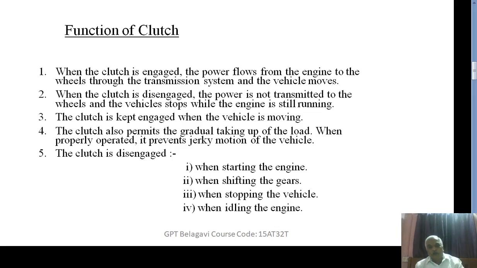And the fifth one: the clutch is disengaged, that is, we operate the clutch withdrawal mechanism, in the following four situations. When starting the engine, it means at the time of starting the engine, we have to operate the clutch. Especially in recent vehicles, recent cars, we always have to start the engine by holding the clutch pedal.